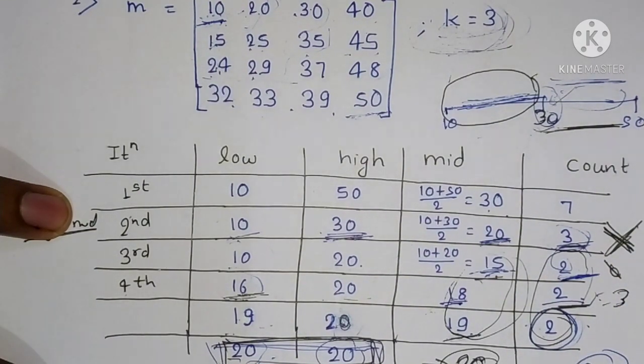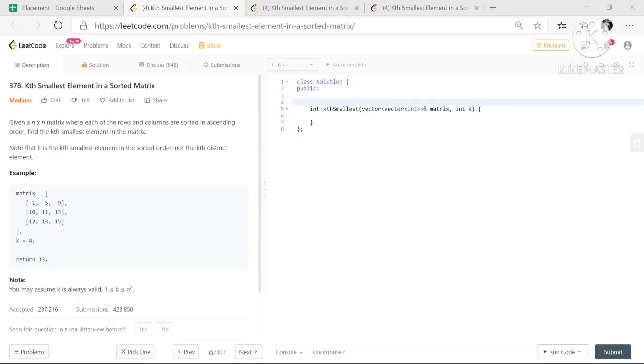Now let's see how to do this in code. First of all, we will implement our counter function. This counter function will take the mid value and return how many values in the matrix are smaller than or equal to this mid value.